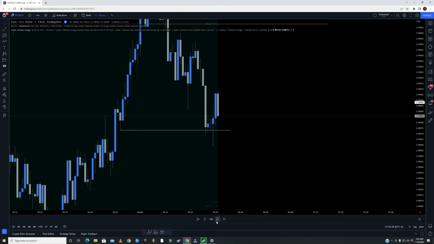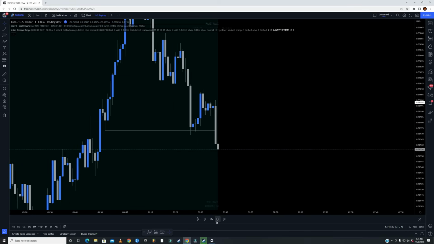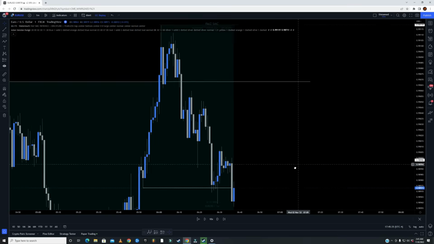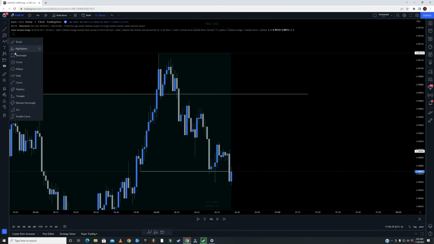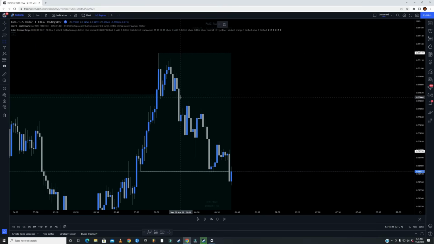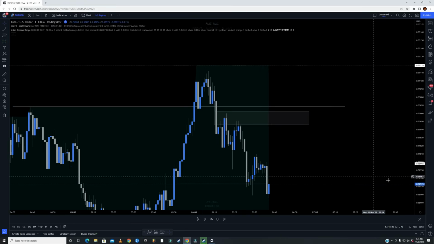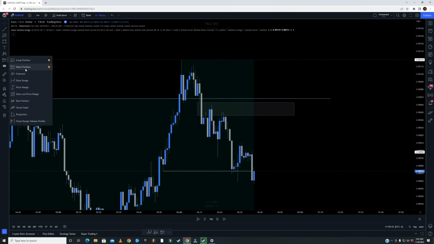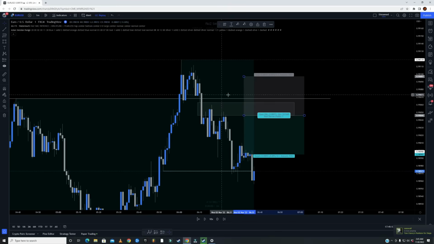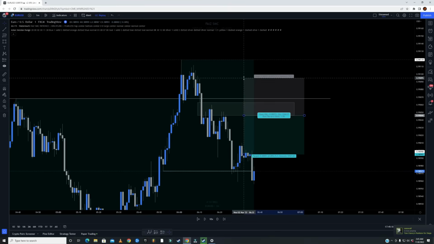So let's see. Okay, so we have a body close around here. Now we want to identify an extreme level fair value gap. As you can see, there's some fair value gap around here, so we're gonna mark out this fair value gap. I'm gonna take my entry from this level, the fair value gap, and then I want to put my stop loss right above this first fair value gap candle.